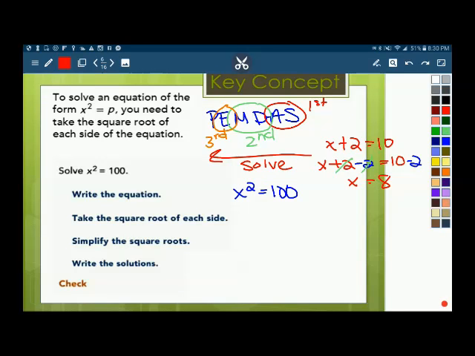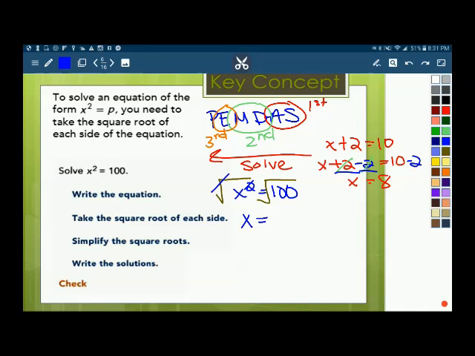Well, the x is being squared, so we have to undo the square. By doing that, we use a square root symbol, and whatever we do on one side, we have to do to the other. Okay, now when I draw that square root symbol over the x squared, they cancel, just like if you add 2 and subtract 2. They undo each other, they go away. That's why we cross them out. And I'm just left with x.